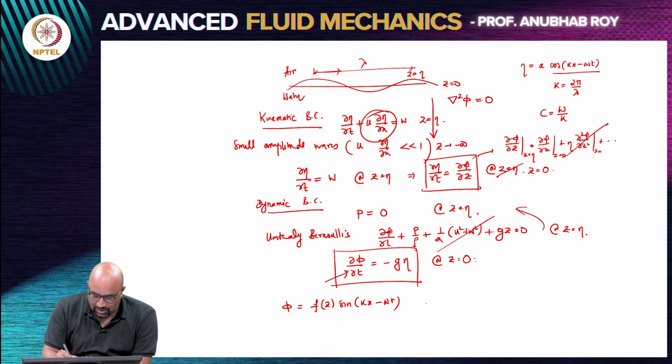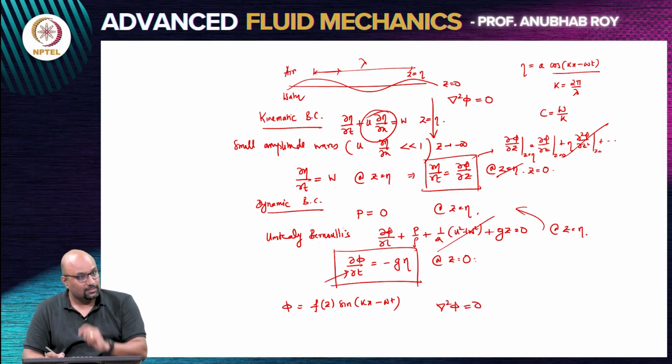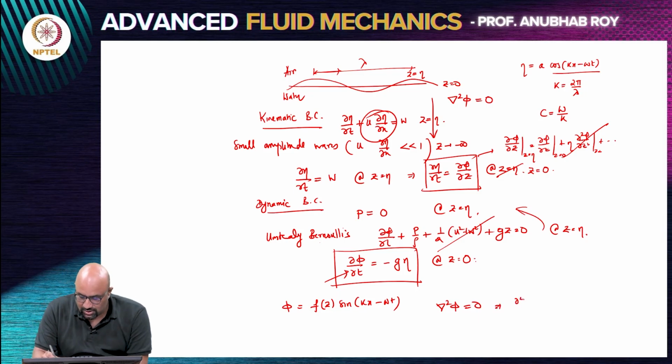Now the governing equation is del square φ is equal to 0. Del square is ∂²/∂x² plus ∂²/∂z².